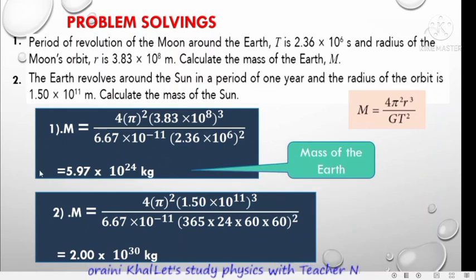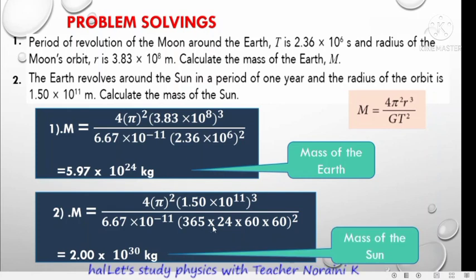So we have discussed how to calculate the mass of the Earth and also how to calculate the mass of the Sun. You can look at this situation: if you want to determine, for example, the mass of the Earth, you can discuss the moon revolving around the Earth. Or if you want to calculate the mass of the Sun, you can assume the case of the Earth revolving around the Sun. If you have all the values, then you can calculate the mass of the planet too.